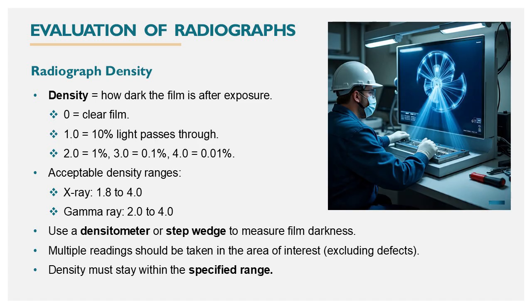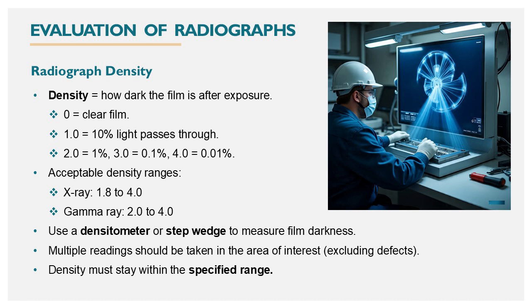Radiographic density. Density means how dark the film is after exposure. 0 is clear film. 1.0 is 10% light passes through, and 2.0 is 1%, 3.0 is 0.1%, and 4.0 is 0.01%. Acceptable density ranges: for X-ray, the density range is between 1.8 and 4.0, and for gamma ray, the density range is between 2.0 and 4.0.